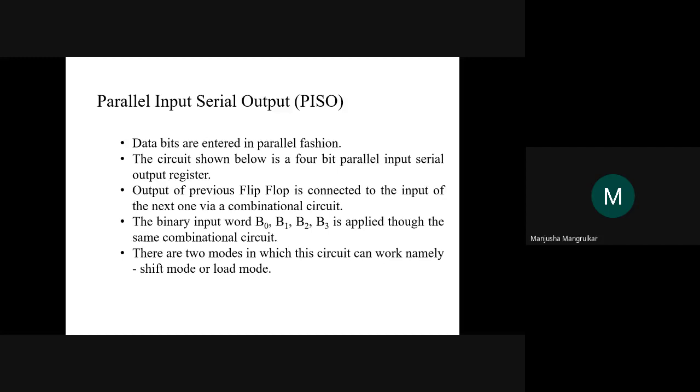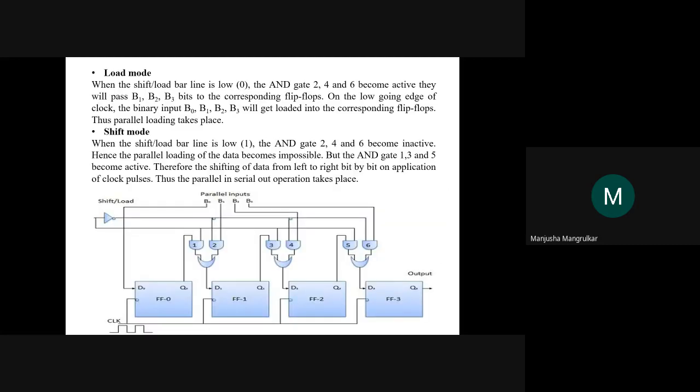The circuit shown below is a 4-bit parallel input serial output register. The output of each flip-flop is connected to the input of the next one via a combinational circuit. We will see what that is exactly. The binary input word B0, B1, B2, B3 is applied through the same combinational circuit, and there are two modes in which this circuit can work, namely shift mode and load mode, right? There are two modes. This is a combinational circuit, right?